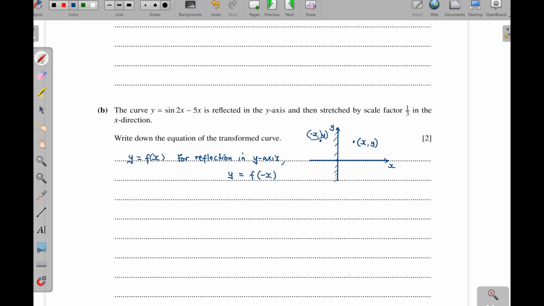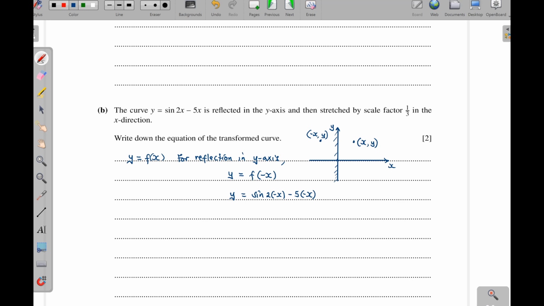The sign. You see that? And I told you that if you see the change in the sign, that will be a reflection. So what are we now going to have? Y is equal to, wherever there is x, I'm going to put a negative. So sine of 2, then x, you put it as a negative, then minus 5, and then negative x.